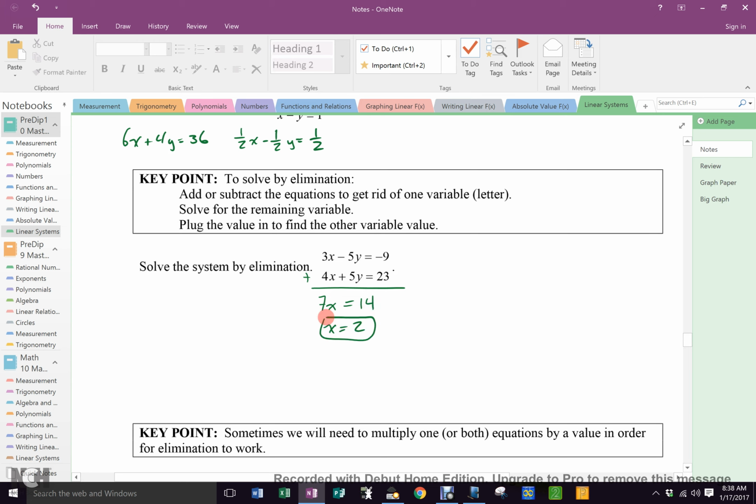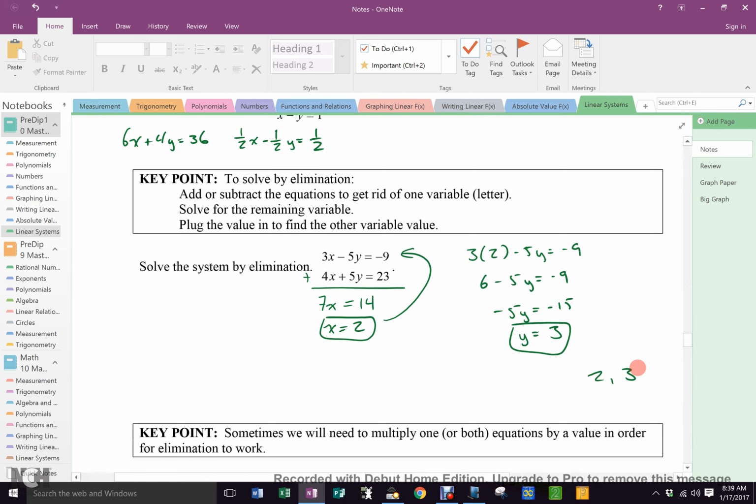Now you have one of your coordinates, don't you? Now where can I put that 2? Into any other equation. Does it matter which one? No. I'm going to put it in the top one. So what do I get? 3 times 2 minus 5y equals negative 9. 6 minus 5y equals negative 9. Negative 5y equals negative 15. Y equals 3. Is everybody good?